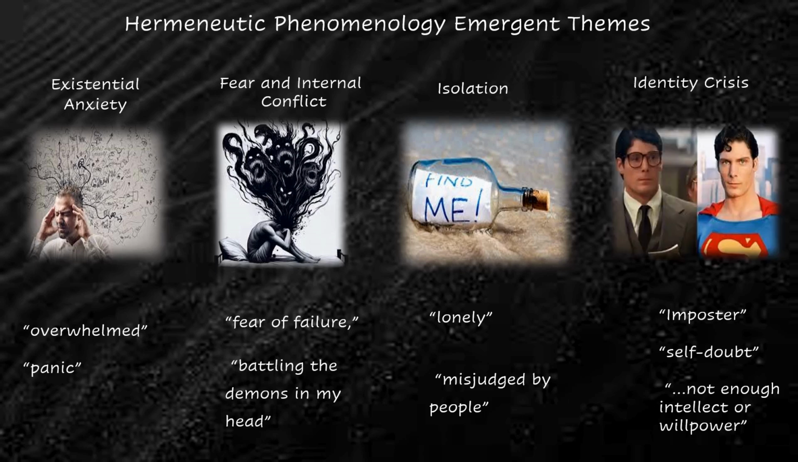The fourth emergent theme was identity crisis. The significant statements here were imposter, self-doubt, and not enough intellect or willpower. The interpretation was that these statements reflect an identity crisis where David questioned his worth and capability. The feeling of being an imposter revealed a deep-seated insecurity about belonging in the academic world. The philosophical reflection of this theme aligns with Sartre's idea of bad faith, where the participant struggles with the authenticity of their identity and abilities.